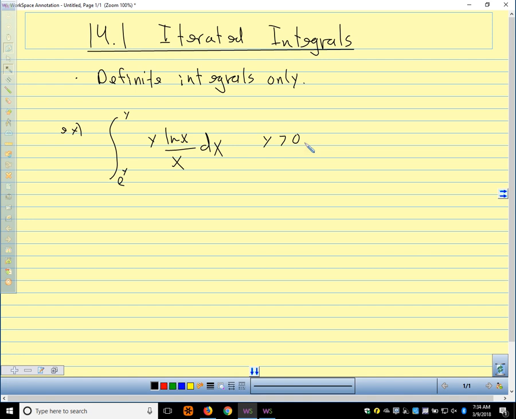In this case, our variable is x, and y is constant. So these limits of integration, e to the y and y, are constant with respect to x. So we have constant limits of integration with respect to the variable that we're integrating with.